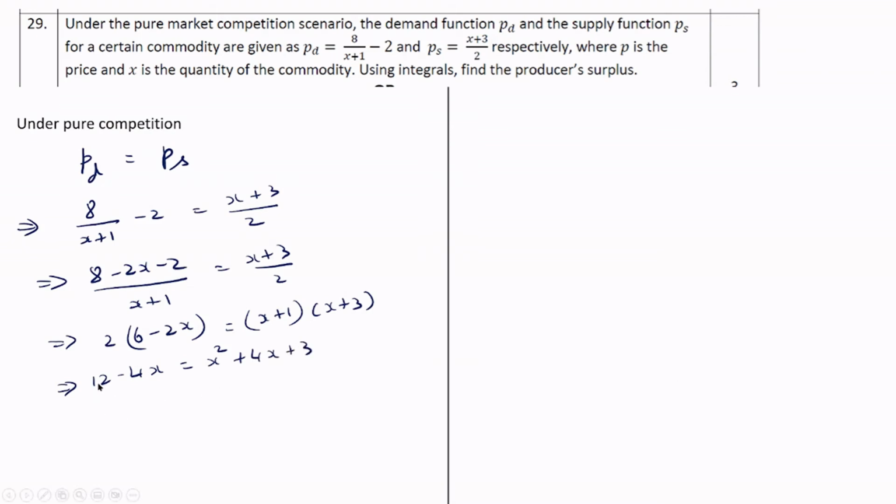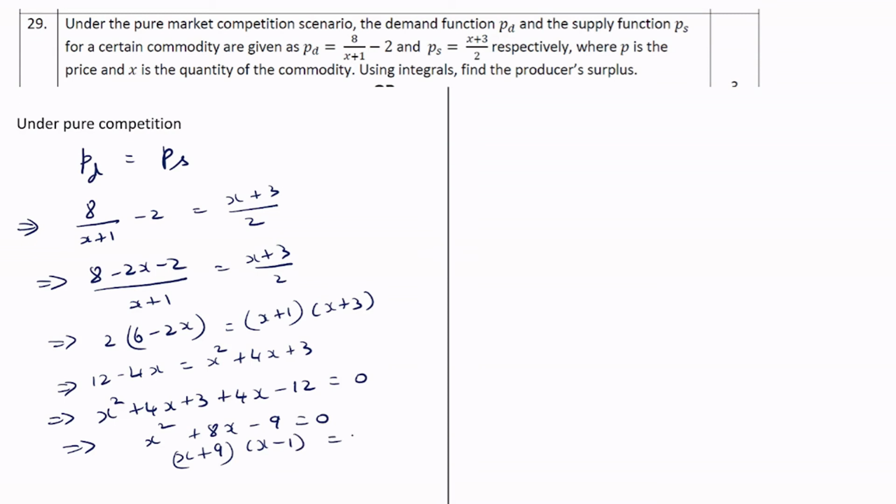When we transpose this 12 minus 4x to the other side, we get x square plus 4x plus 3 plus 4x minus 12 equal to 0, or x square plus 8x minus 9 equal to 0. Now this is a quadratic equation in x. So we can factorize this. When we factorize, we get x plus 9 into x minus 1 equal to 0. From this we get x is equal to 1, x is equal to minus 9.